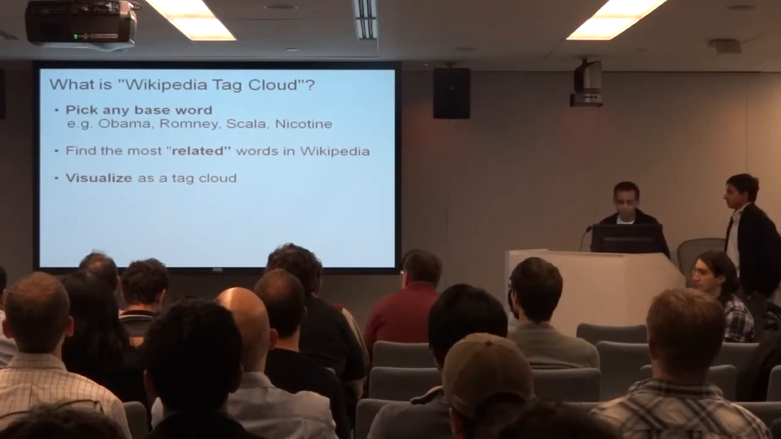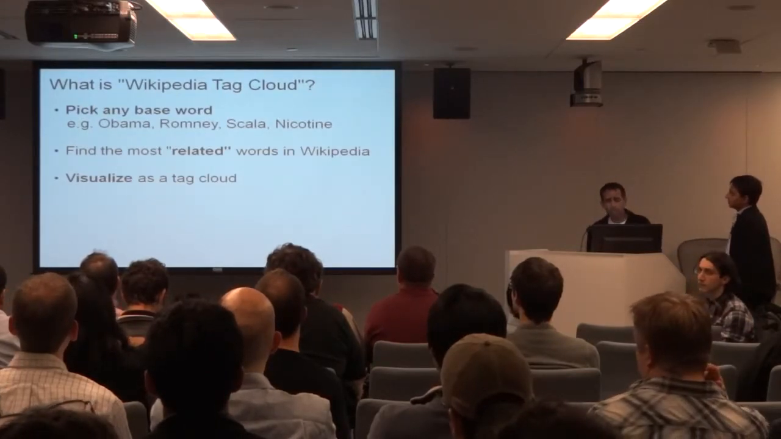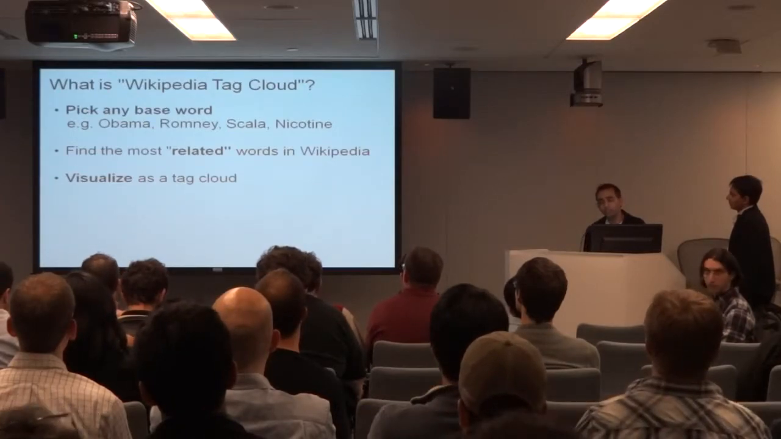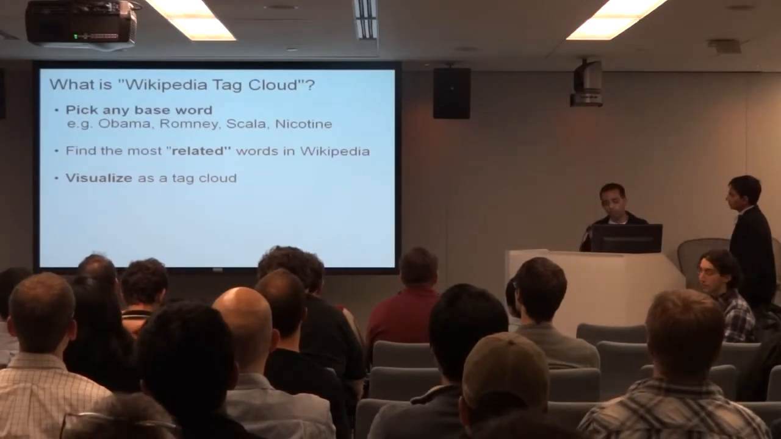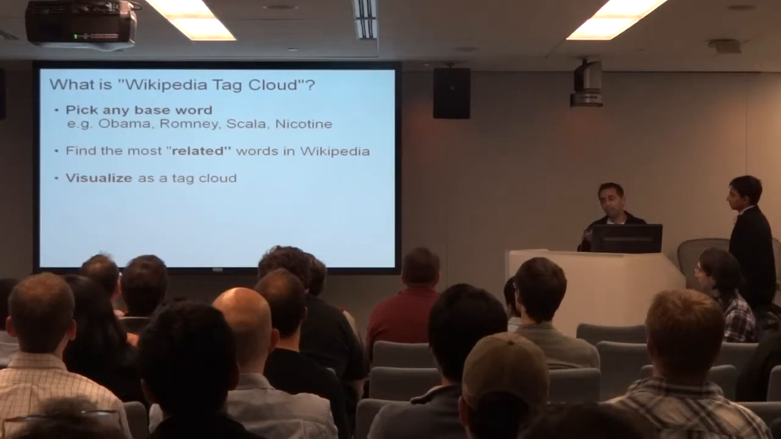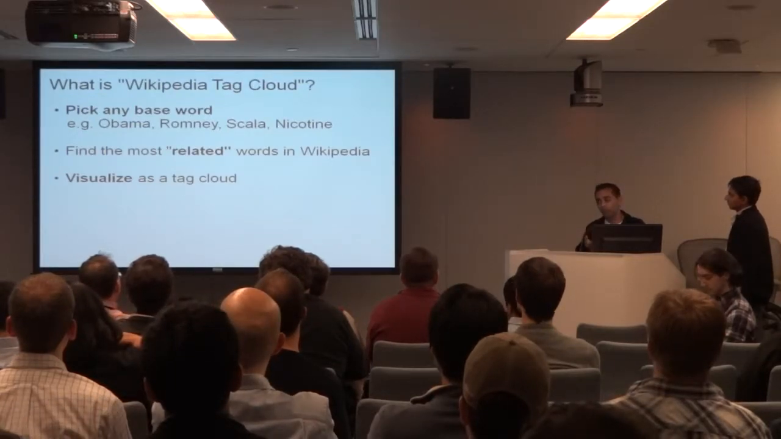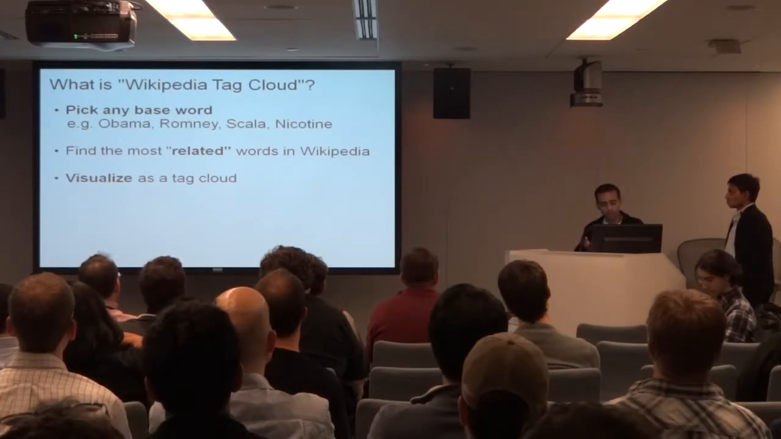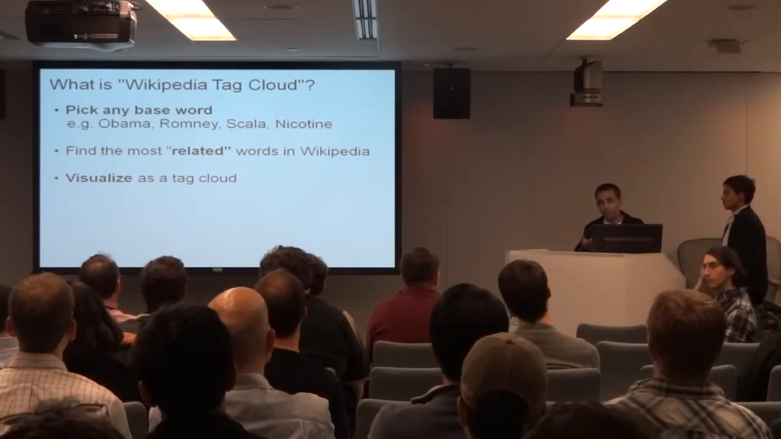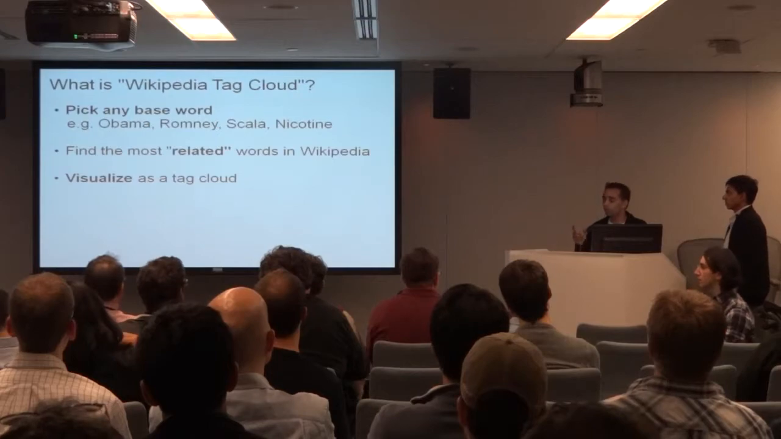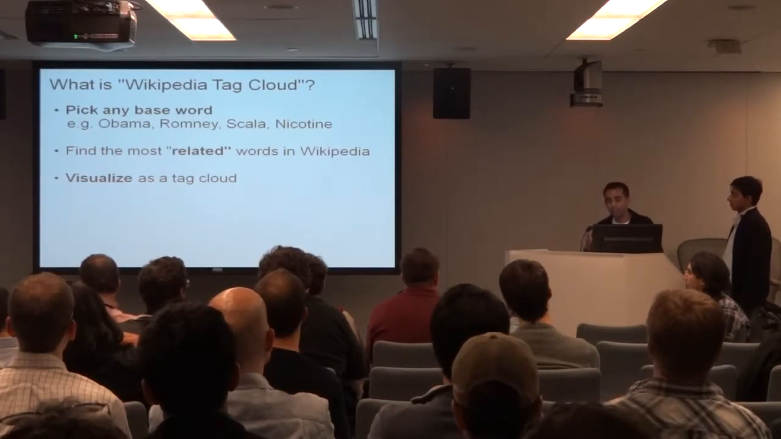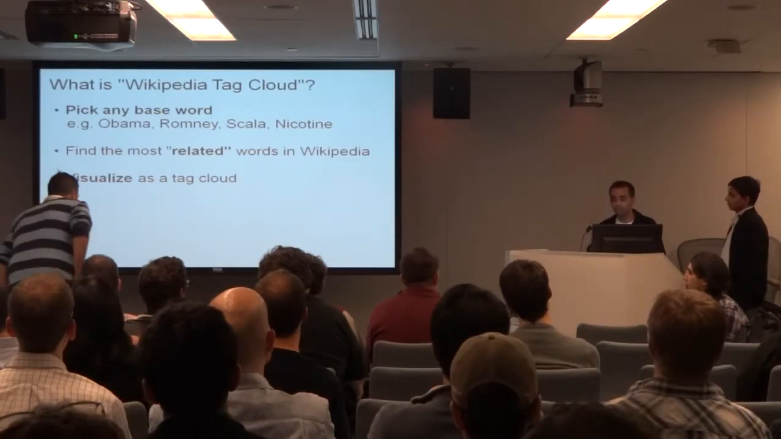So what is Wikipedia Tag Cloud? Our basic idea was that it's kind of like a search engine. We would take a word and search Wikipedia for the presence of that word. Traditional search engines will show you the top 10 most relevant results at a time, but we wanted to show every single result to the user on the same page.